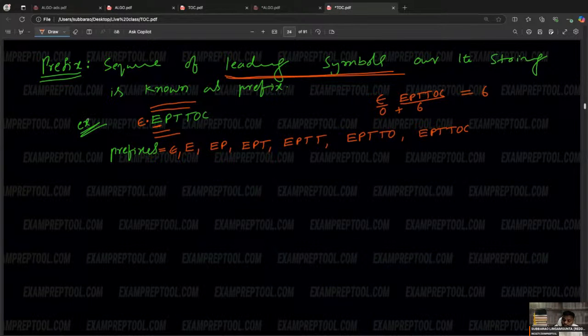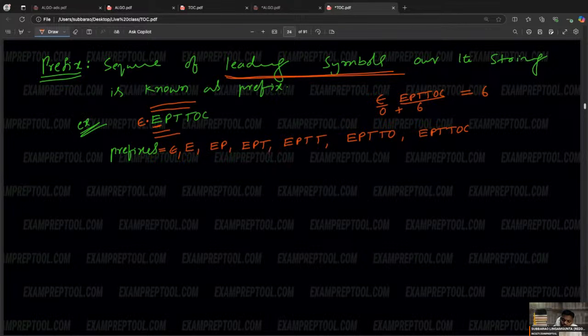Remember, it is a major one. Everywhere from now onwards, epsilon will come. So if anyone asks you the meaning of prefix: if any string is given and you want the prefixes, always read from the starting. You can ignore the right-hand side symbols. Always read from the left side. But remember, the first prefix is epsilon.